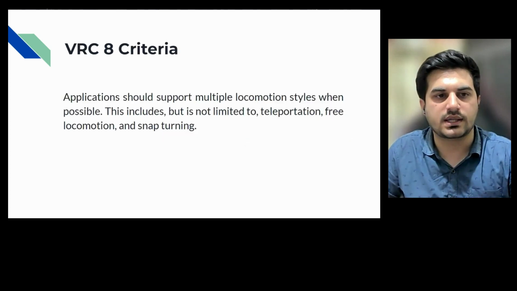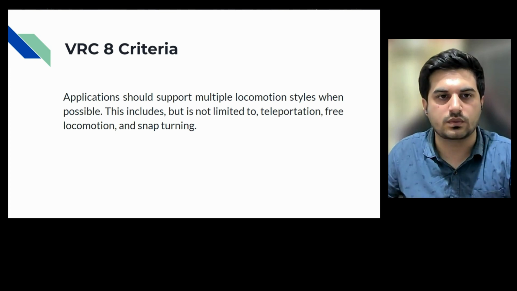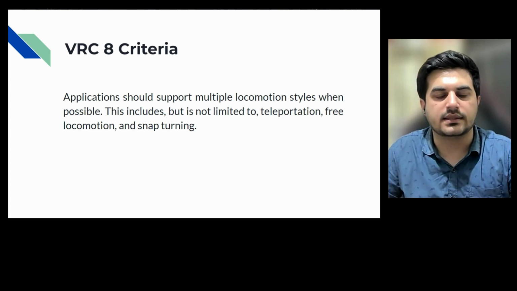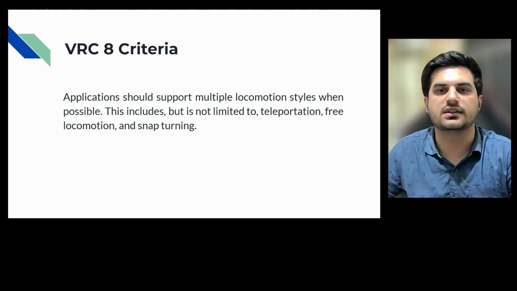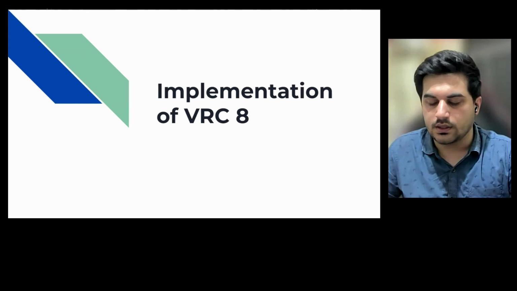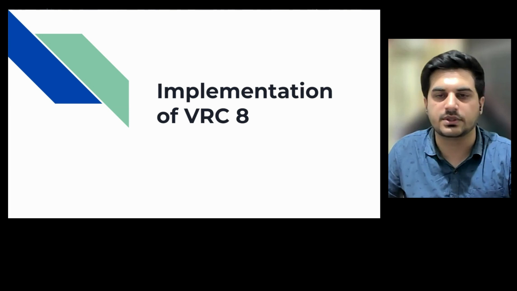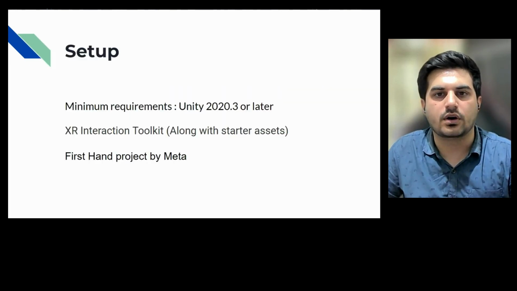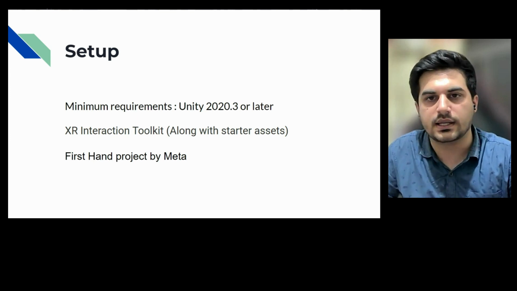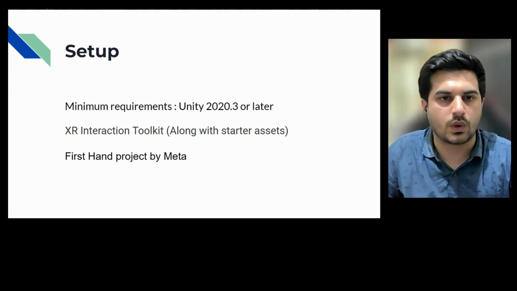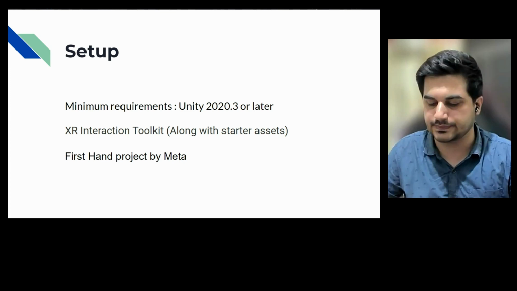So for this VRC, as I said, my VRC was Meta Quest VRC 8. It focused on multiple locomotion styles, and this is not limited to teleportation, free locomotion, that is direct locomotion, and snap turning. For this, we created an open source project that is available on GitHub, and its link can be shared after the session. We will also be posting a link for our implementation of VRC 8 on the Equal Entry website in a short time. And these are some of the minimum requirements that you'll need to implement the project.